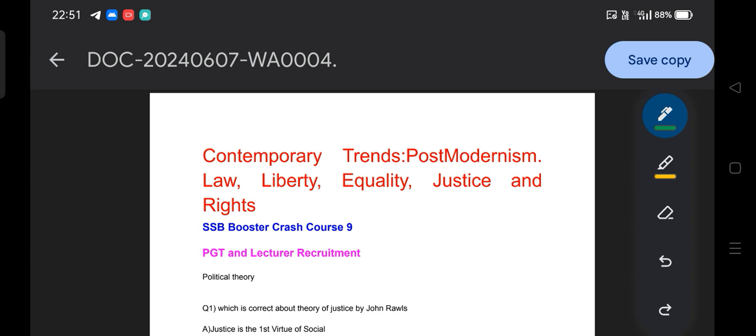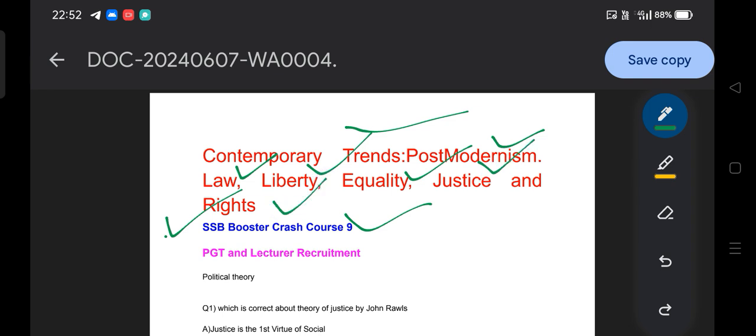In this continuation of our SSB Booster Crash Course, last day we reached part 8. Now we are here to resume and start part 9 on the topic of contemporary trends. There we will study postmodernism, law, liberty, equality, justice and rights. We will discuss this topic in today's questions, and practice today's questions for this topic.